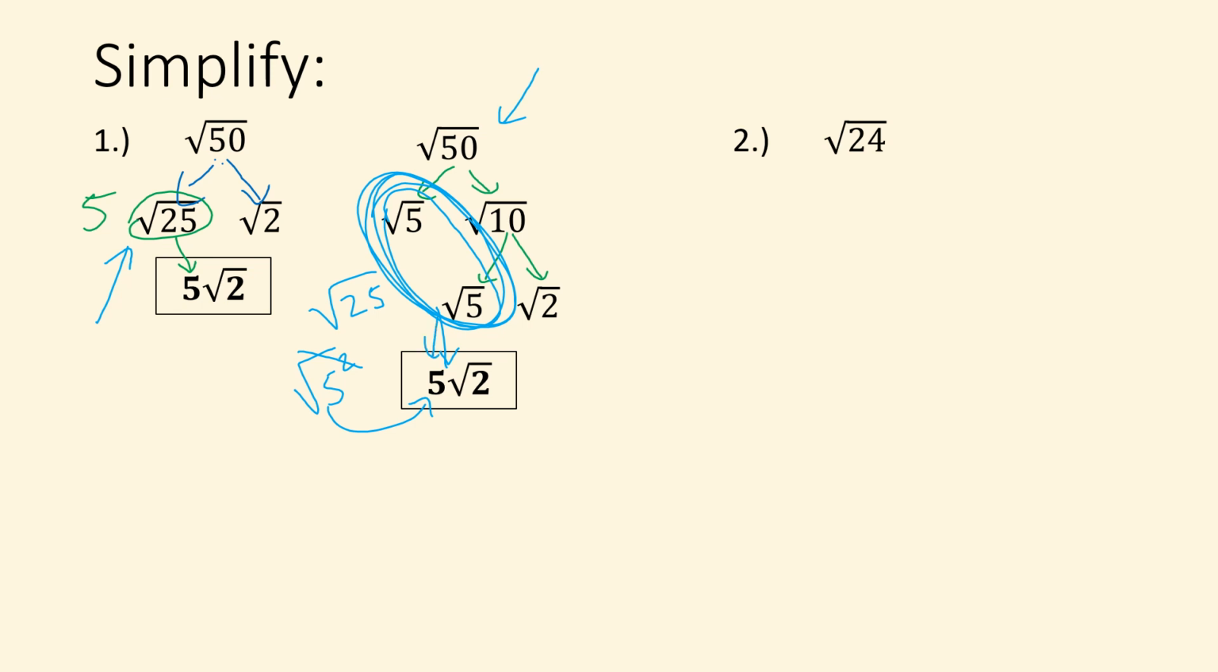All right, so number 2. We can start these off with any batch of numbers that you want. It doesn't matter how you start it off, it's always going to end as the same thing. So I'm going to say 4 and 6. Now 4 is a perfect square. Square root of 4 is 2. 6 is not. 6 is 2 and 3.